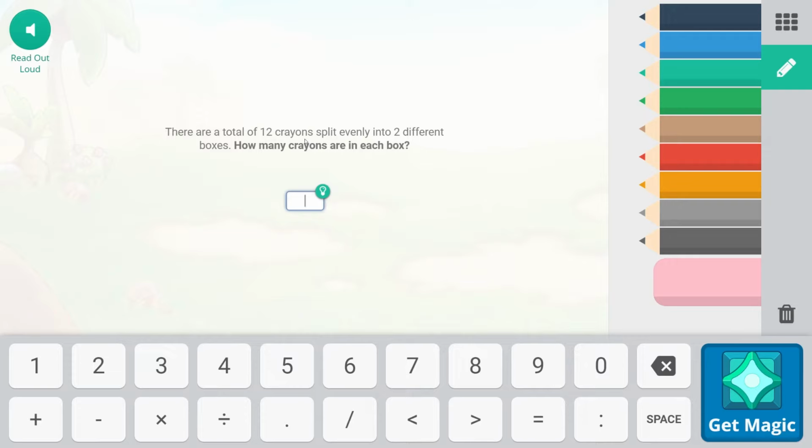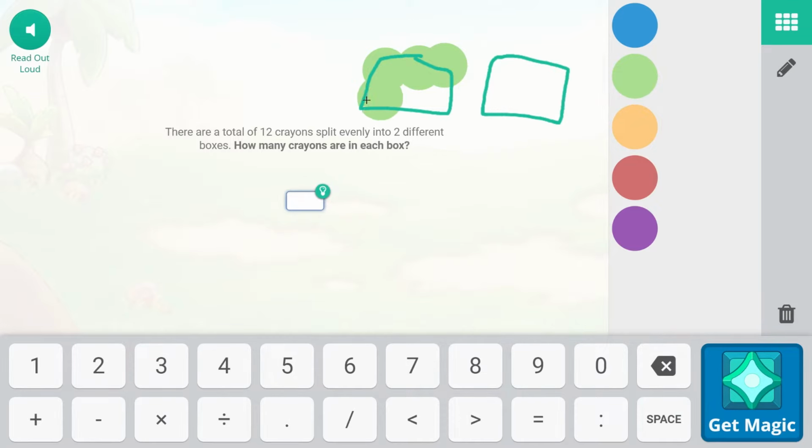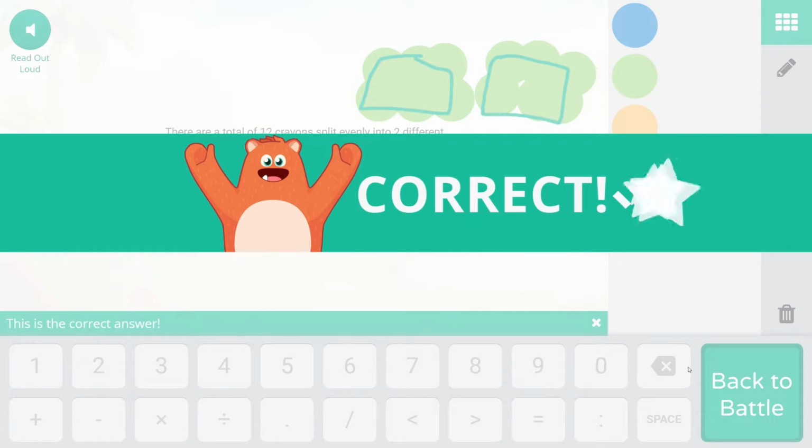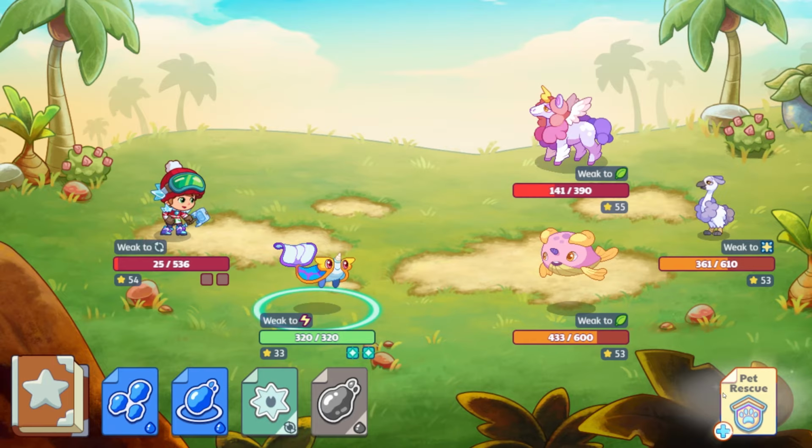There are a total of 12 crayons split evenly into 2 different boxes. How many crayons are in each box? So we can think of this as, this is a good way to talk about division. And so we have 12 crayons that we're splitting into 2 boxes. They're split evenly. So if we split them evenly, how many are in each box? Each box is going to have 6. So it's a way to go ahead and add or subtract, manipulate our, here we go.